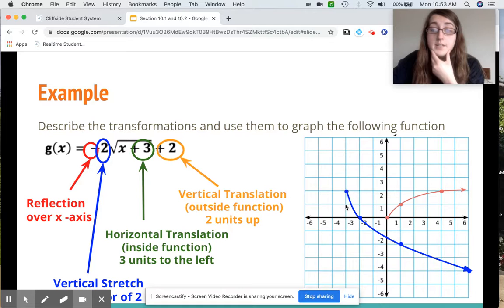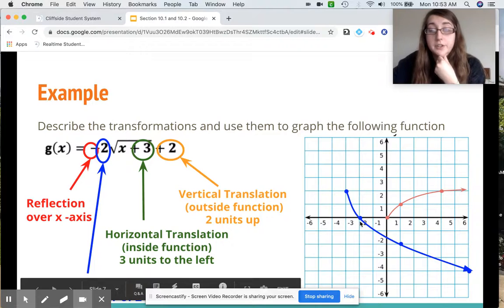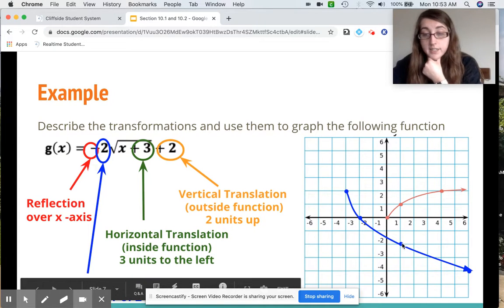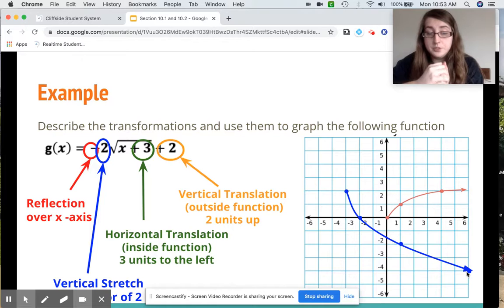So instead of going down 1 over 1, you're going down 2 over 1. And then instead of down 1 over 3, you're going to go down 2 over 3. Instead of down 1 over 5, you're going to go down 2 over 5. So you're just kind of stretching it by 2. So that's what your vertical stretch would be.